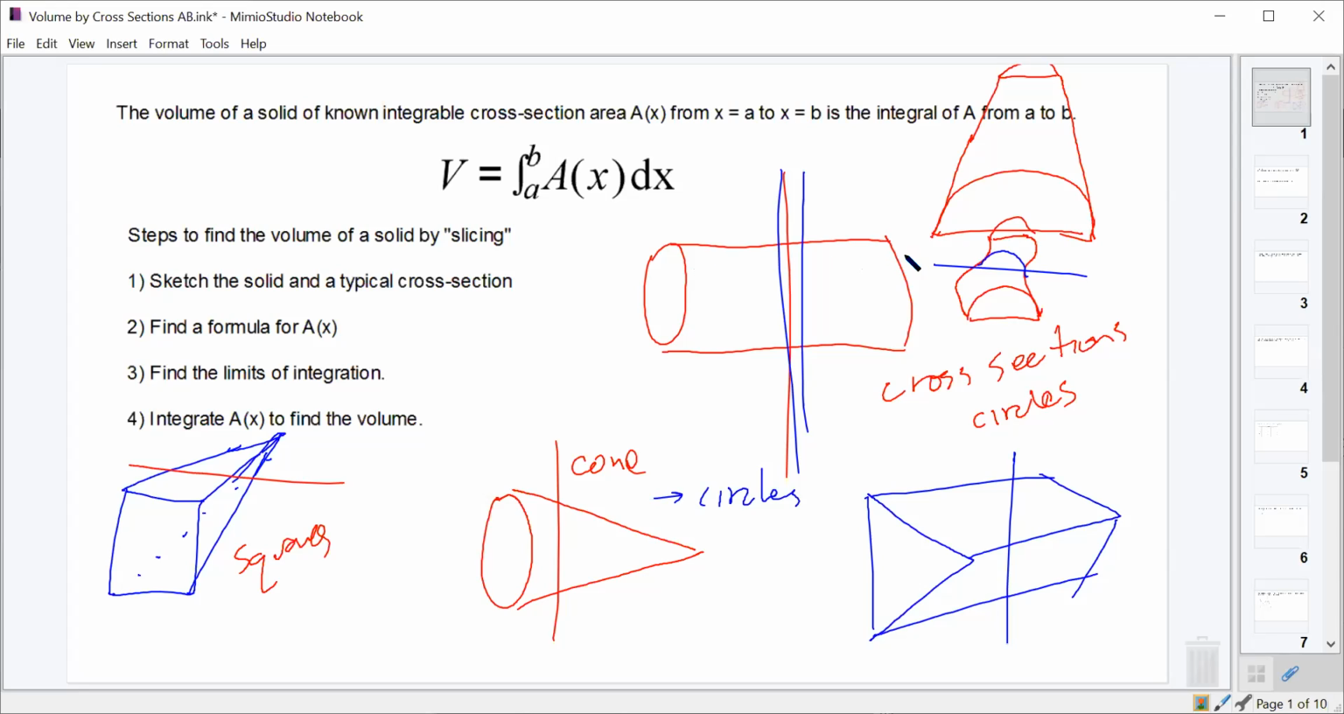I'm going to slice it an infinite number of times on the interval from A to B, right? So I might get a circle or a disk with a tiny thickness to it. I might get a square that has the tiniest little height to it. And each of those tiny little heights or thicknesses will be our dx, and then our area formula, and then our integral from A to B. Does that sort of make sense, what we're doing?